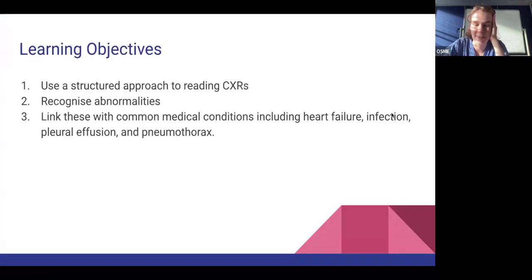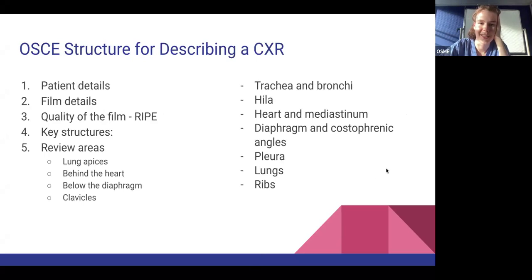So again, same learning objectives. We're going to use a structured approach to reading them. We're going to learn to recognize abnormalities, and we're going to link those with conditions that we're going to see all over the place, the really common ones, in MCQs or OSCEs, on any medical placement that you're ever on. So, OSCE structure for describing a chest x-ray. Hopefully a bit of this is familiar.